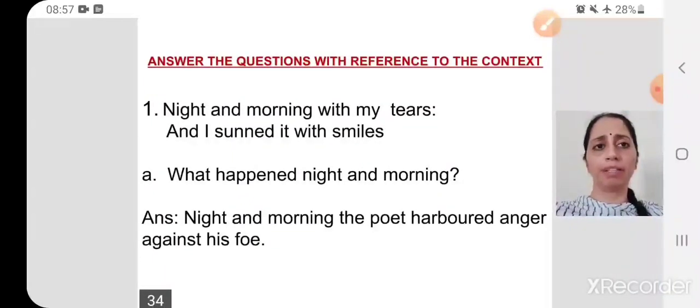The two lines that we have are "Night and morning with my tears, I sunned it with my smile." So what happened night and morning? Night and morning, the poet harbored anger. His anger just kept on growing. He kept it in his heart. It just kept on multiplying, kept on increasing. And this hatred was for whom? It was for his enemy, his foe. So night and morning, the poet harbored anger against his foe.